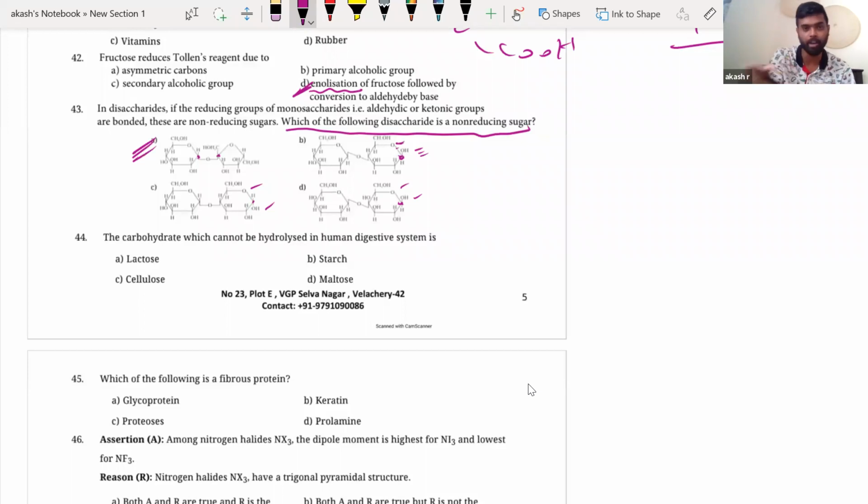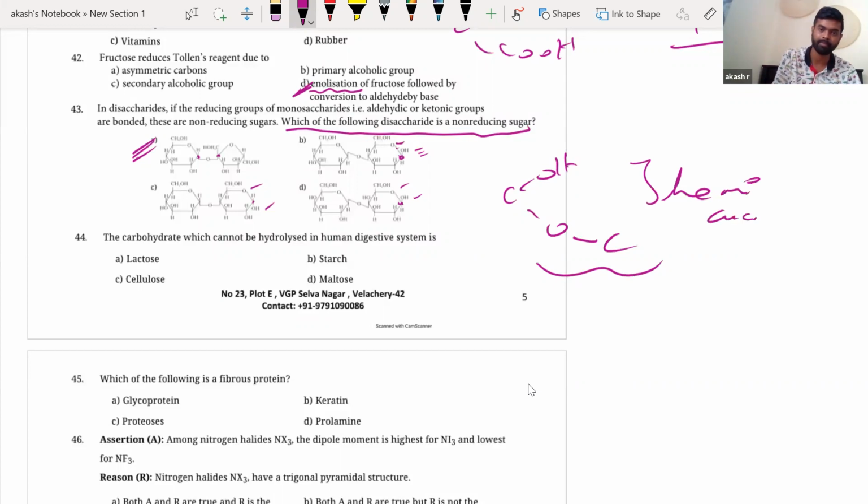I hope everybody gets this. How am I doing this? All you have to look for is one carbon having OH and O-something, another carbon. That's what I'm looking for. This is a hemiacetal. Okay, moving on, quick.